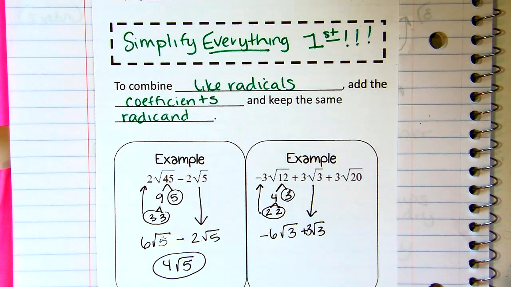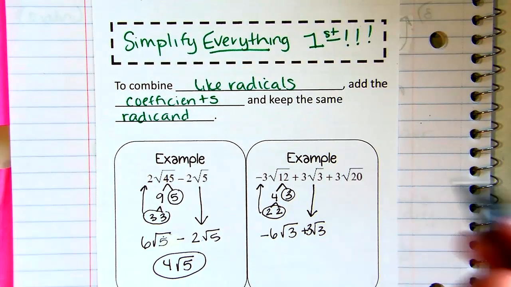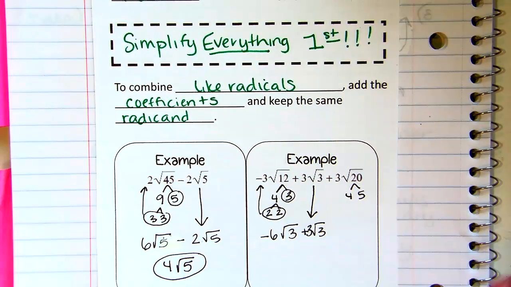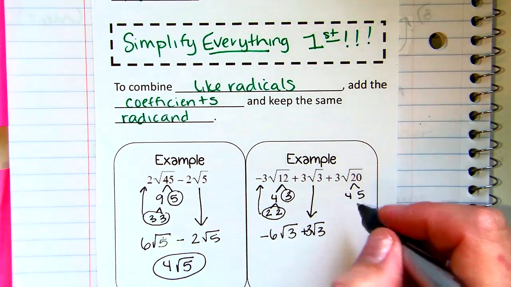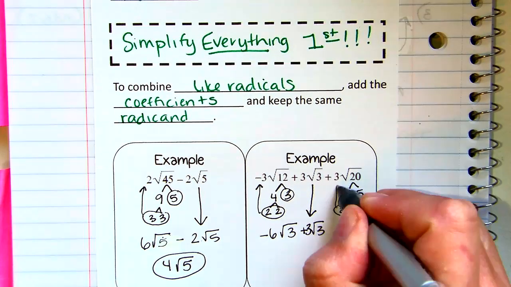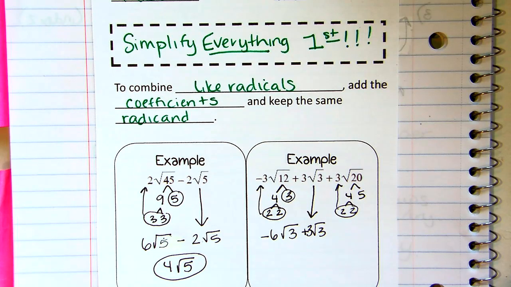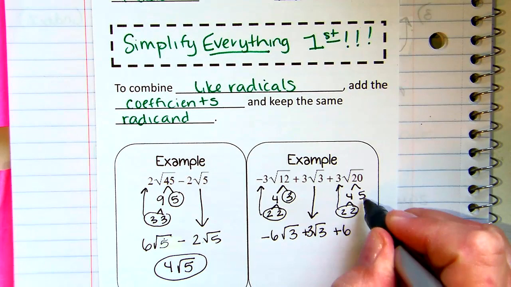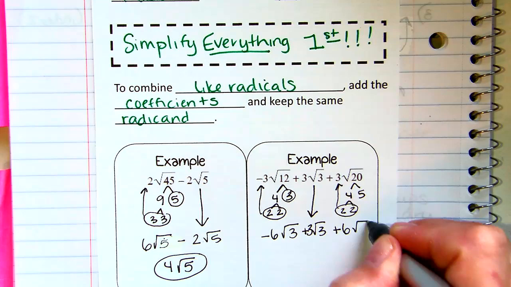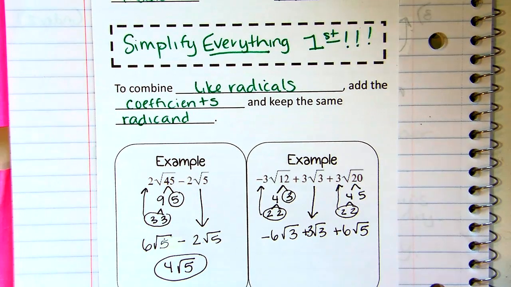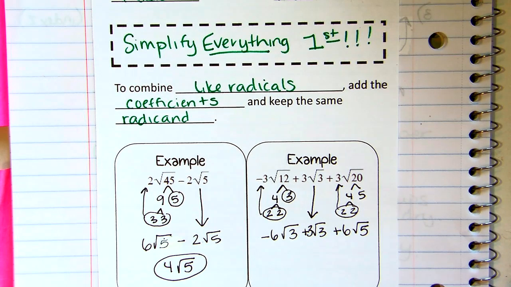Now, lastly, we need to take a look at our 3 root 20. So, 20 can be broken down into 4 times 5, or 2 times 10. Either combination works. And then next, 4 is 2 times 2. I have a pair of 2s that I can move up and combine with my 3. So that's going to be 2 times 3, which is 6. So I'm going to bring out a plus 6. And then my 5 is going to stay behind because it as well does not have a partner. So what I'm left with is negative 6 root 3 plus 3 root 3 plus 6 root 5.